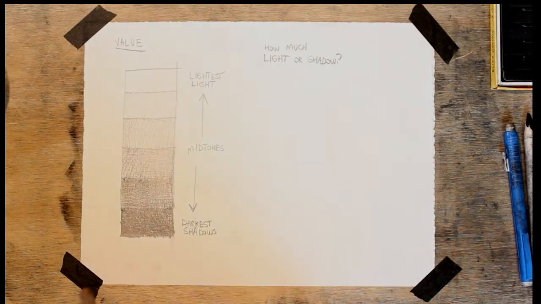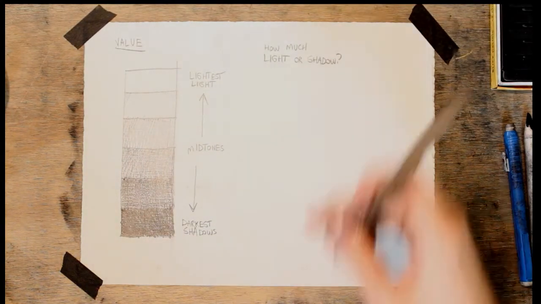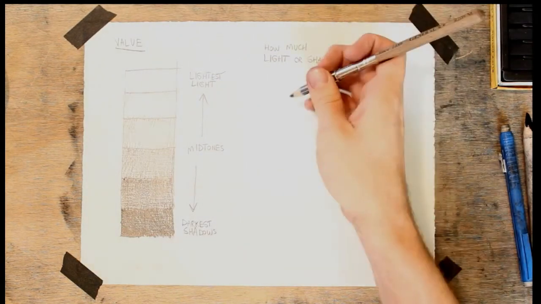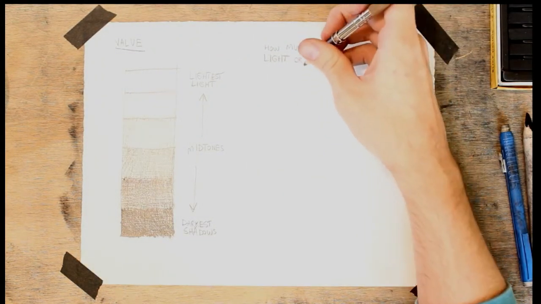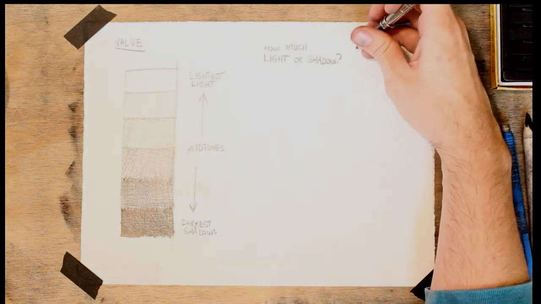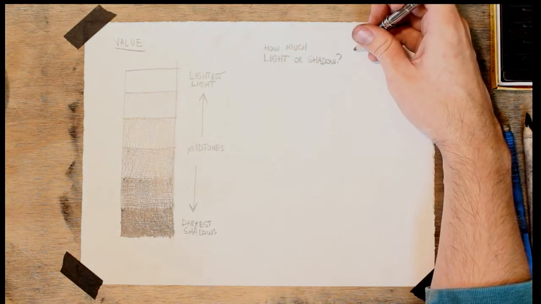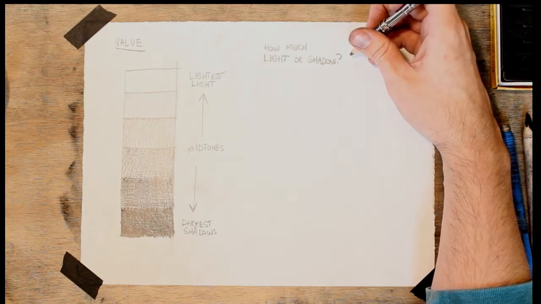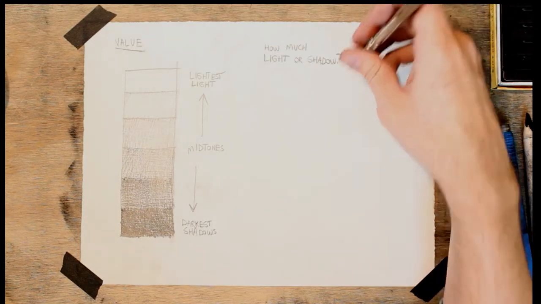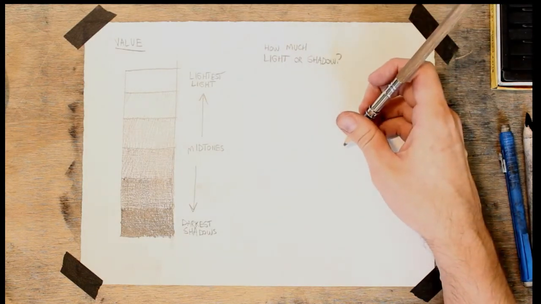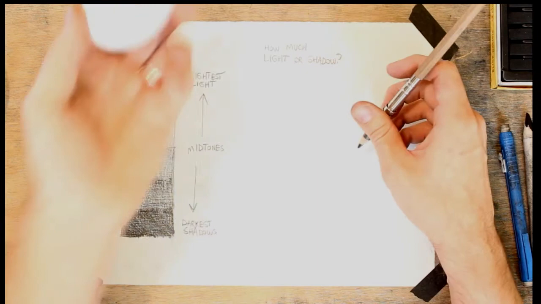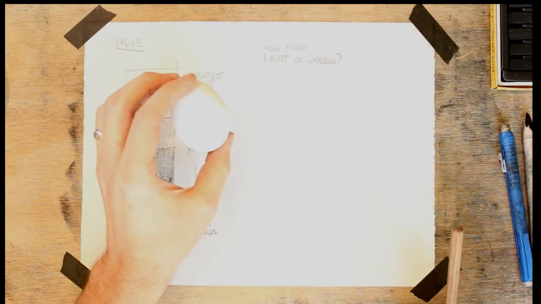So what do we mean by value? In the sense of drawing from life, we're using value to refer to the amount of light or shadow that's being reflected from our objects to our eye, to the optic nerve. When we perceive light, it's bouncing off of those objects, and we have a responsibility in drawing the subject to translate that. Where are our darkest shadows, and where are our objects catching the most light?